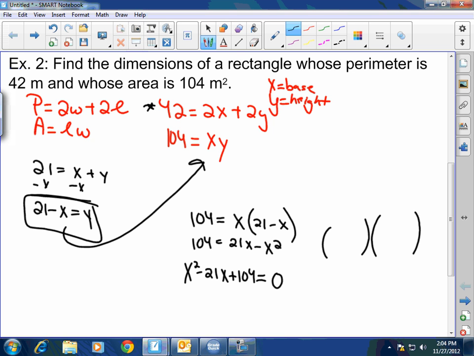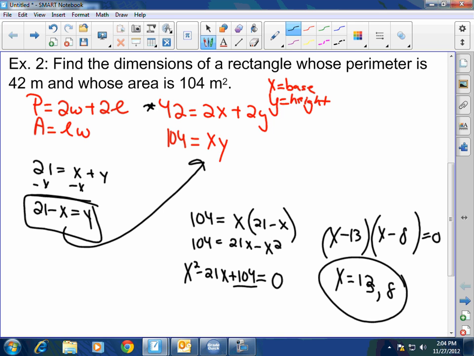All right, class, what is it? Yeah, it's going to be negative 13 and negative 8. Great job, class. Both are negative, so they add up to negative 21, and a negative times a negative is a positive. So x is going to equal 13 or 8.